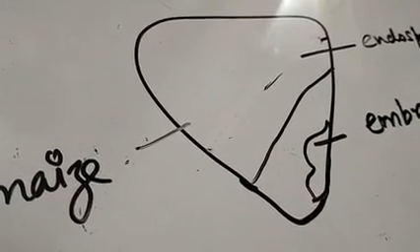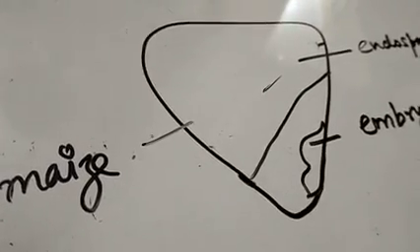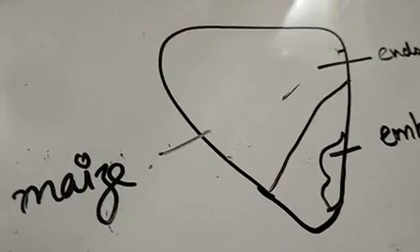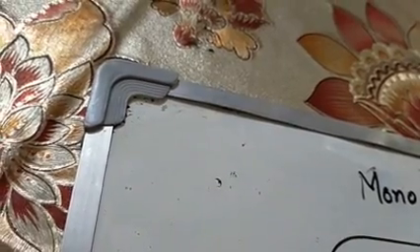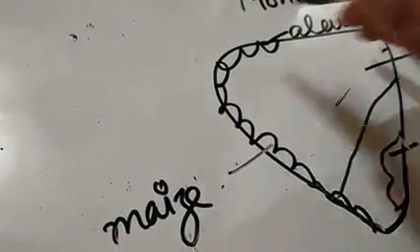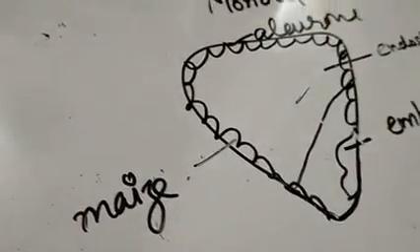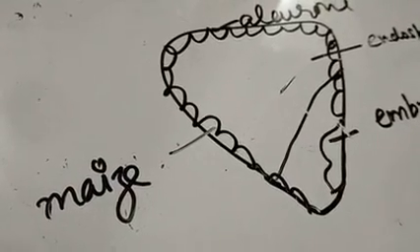Then the major part is the endospermic part, which is the food storing tissue. Then the embryonic part. In the entire seed, there is one special protein layer which is called the aleurone layer. The entire seed has this kind of layer. It is a special protein layer which is called the aleurone layer.